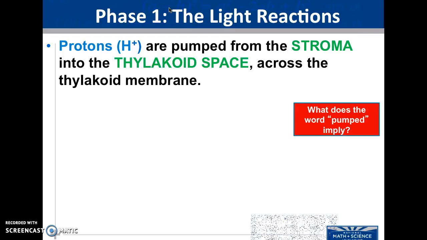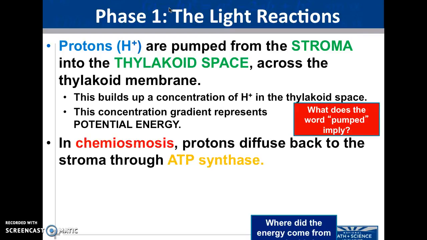So what we need to know is that the protons, the hydrogens that are sent out of the photosystem, are pumped from the stroma into the thylakoid space, which is across from the thylakoid membrane. This builds up a concentration of hydrogens in the thylakoid space. Think about the way that we know that the nervous system works. A similar thing is happening. Basically, we create a concentration gradient, and this creates potential energy. So it's not energy that's being used yet, but it has potential energy.